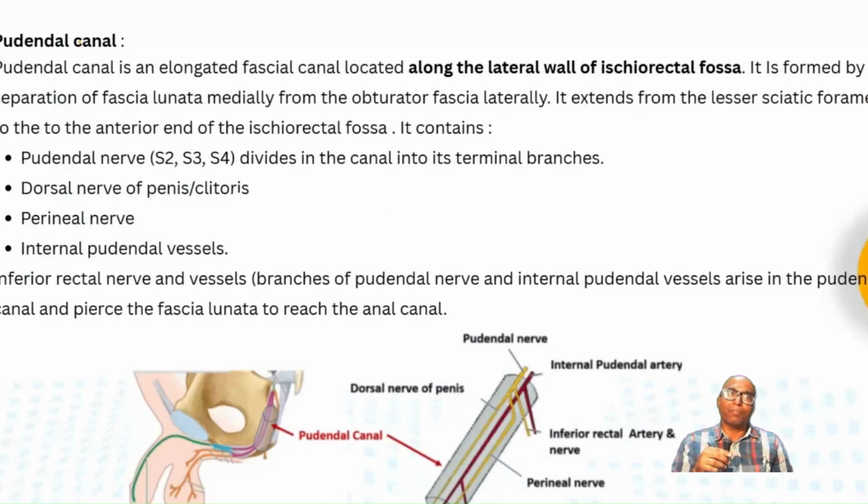It is formed by the separation of the fascia lunata medially from the obturator fascia laterally. It extends from the lesser sciatic foramen to the anterior end of the ischiorectal fossa.